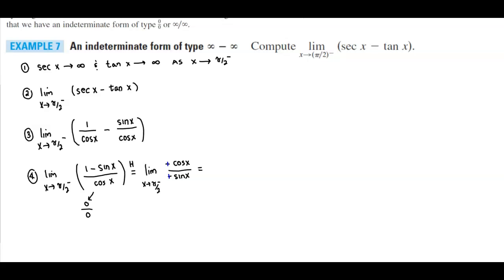So the limit of the cosine of x as x approaches pi over 2 from the left is equal to 0. And the limit of the sine of x as x approaches pi over 2 from the left is 1. So therefore we get 0 as our result.